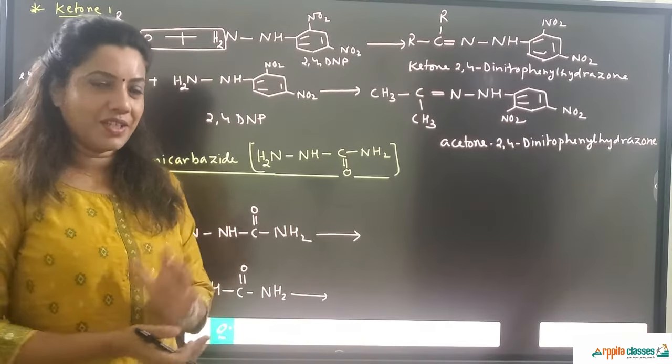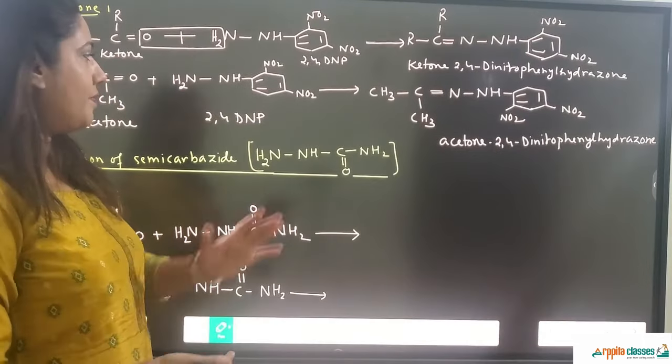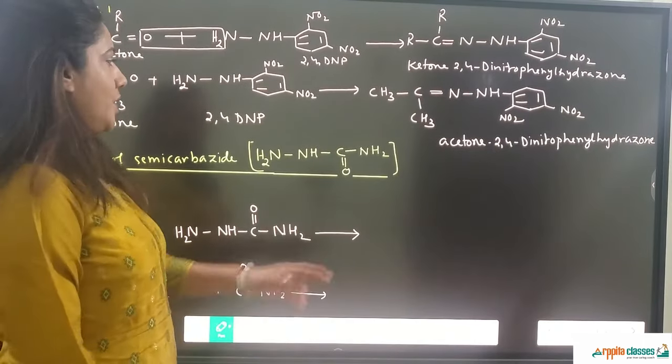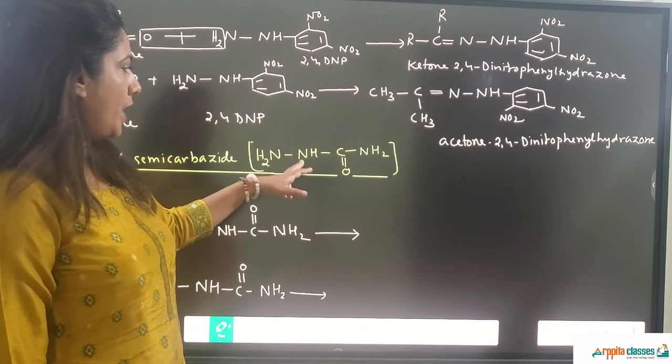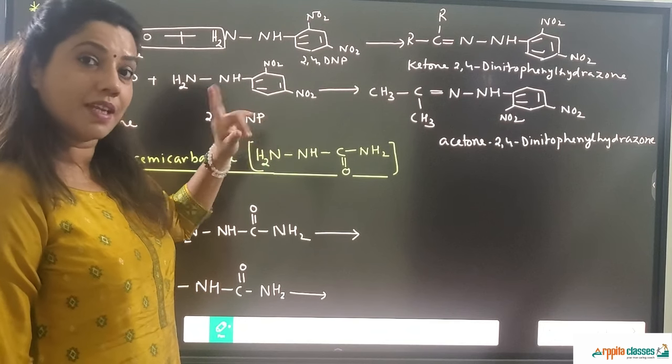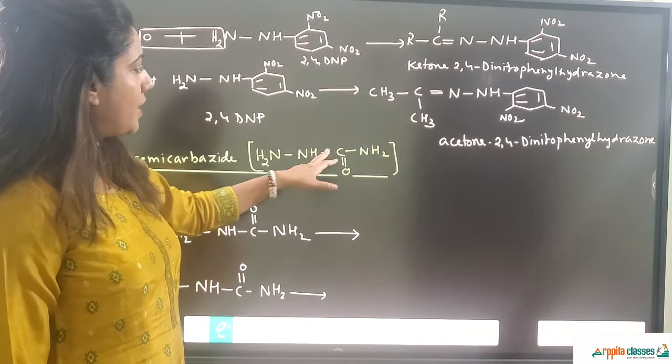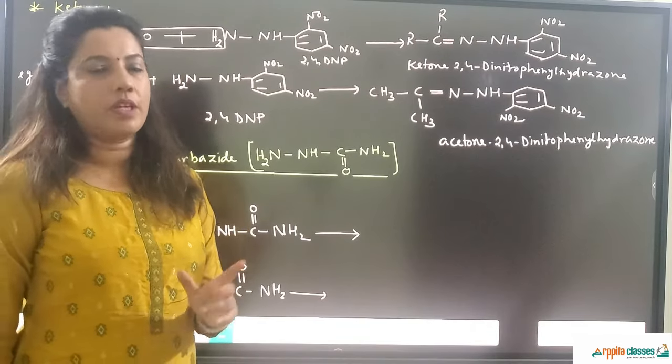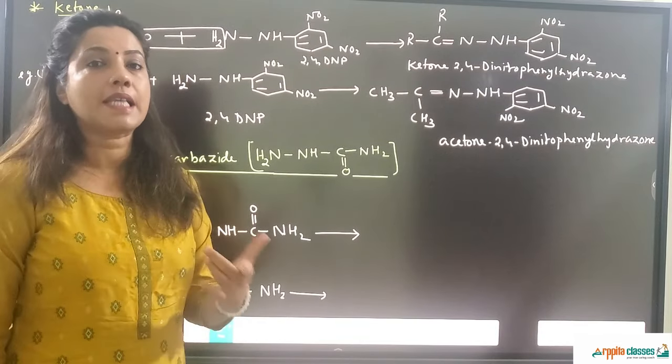So now the last addition of ammonia derivative, that is semi-carbazide. So we know semi-carbazide is NH2, NH, CO, NH2. One of the hydrogens of hydrazine, hydrazine is NH2, NH2, is replaced by an amide group, CONH2. So this is called semi-carbazide.